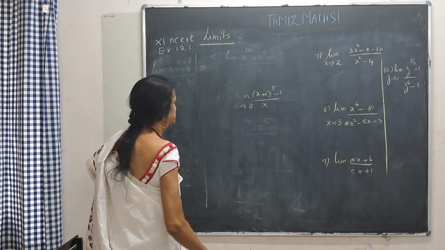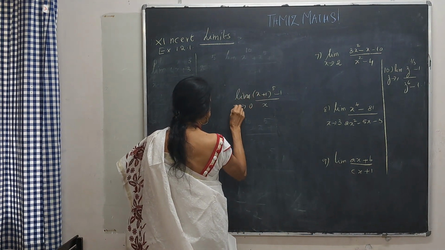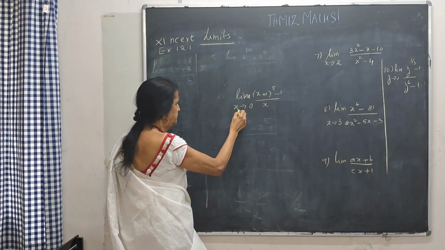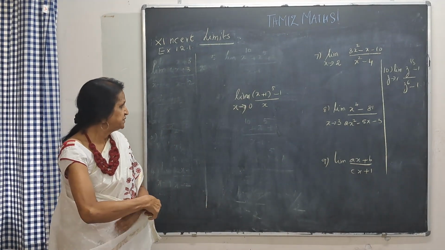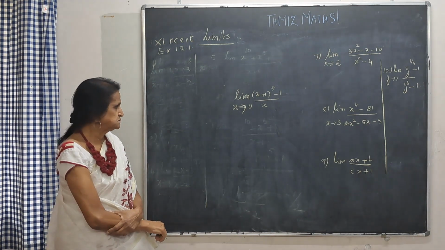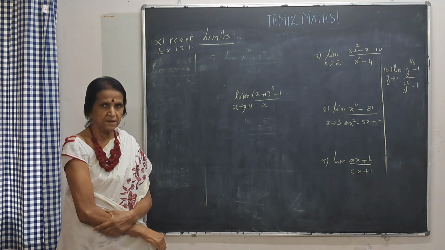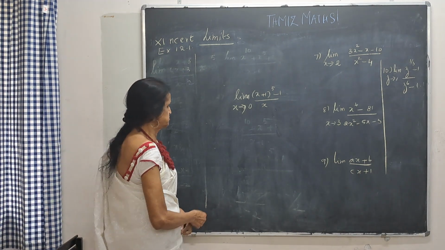Problem number 6. Limit x plus 1 whole power 5 minus 1 by x, x is tending to 0. This is problem number 6.